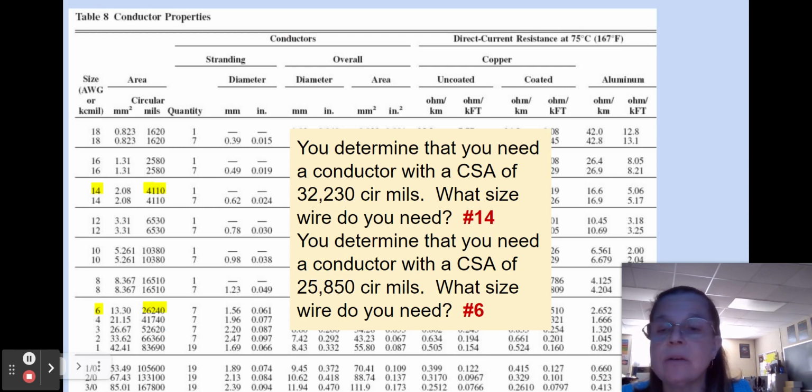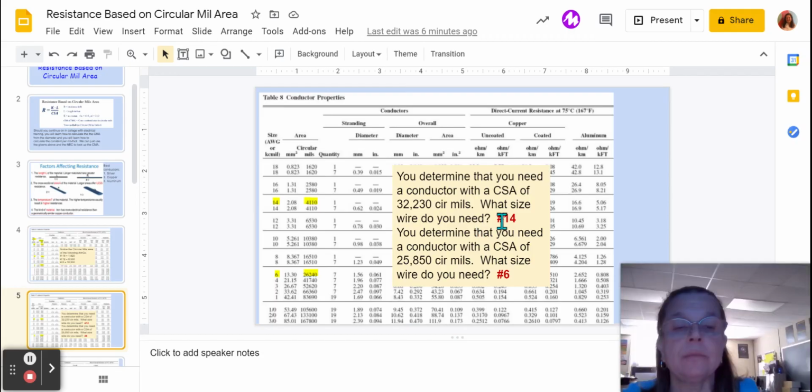So when I get down here, I'm looking for 32,000. If you look at 6, it's 26,000. If I look at 4, it's 41,000. I would have to choose number 4. This should say 4, not 14. So I will correct the PowerPoint. Actually, let me just do it right now.